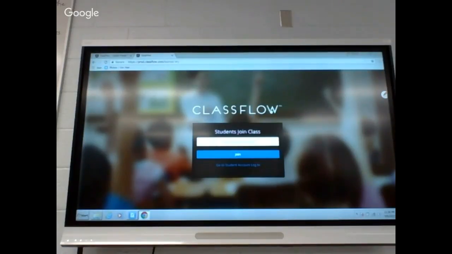Now, when you get the screen that I have up there on the board, you see this green code that I have right here? That's the code you need to type in. Q6KB4. KB4.